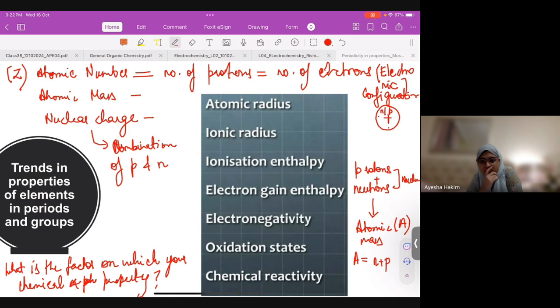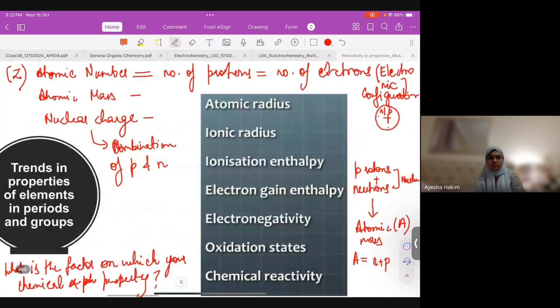So the periodicity in properties of all the elements will depend on one factor, that is the arrangement of electrons. That arrangement of electrons will tell you what is the size of your atom and what is the charge of the atom. So the first property whose trend we will discuss for periodicity in properties is the atomic radii. Now you tell me what you understand by atomic radii.